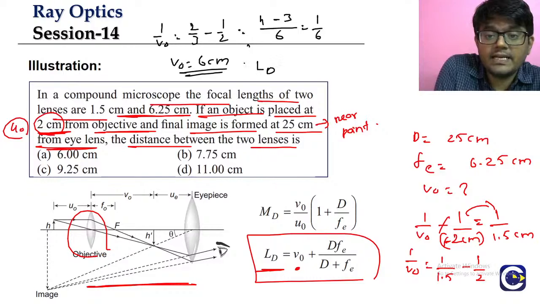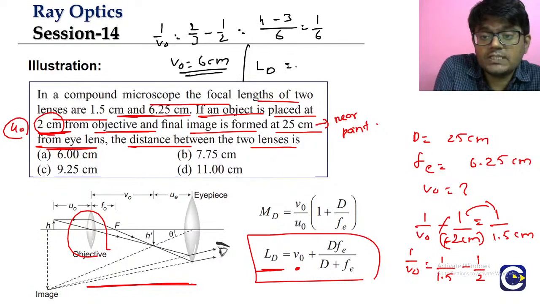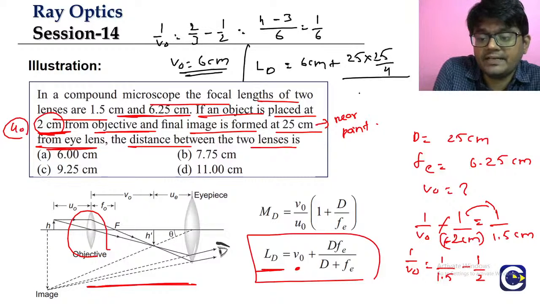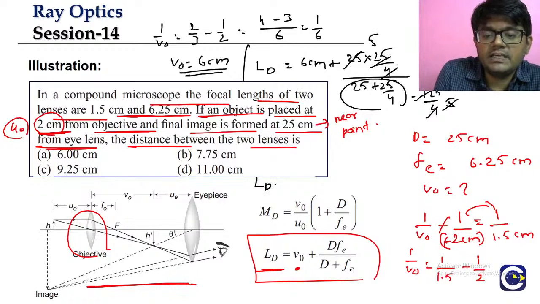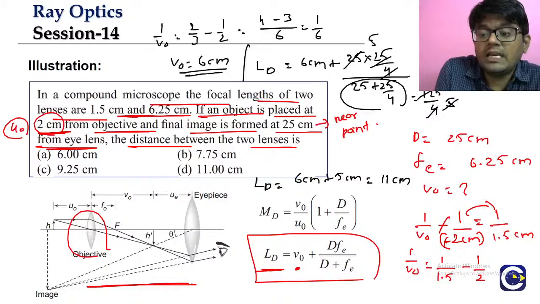So we have to calculate the length, right? Length of the microscope is VO, 6 centimeter, plus D into FE divided by D plus FE. D is 25. FE is 6.25, which we already did, 25 by 4. So the denominator will be 125 by 4. Here 4 is cancelled. 25 ones are 25, 25 5s are 125, 5 ones are 5, 5 5s are 25. So the length of the microscope will be 6 centimeter plus 5 centimeter, that will be 11 centimeter.